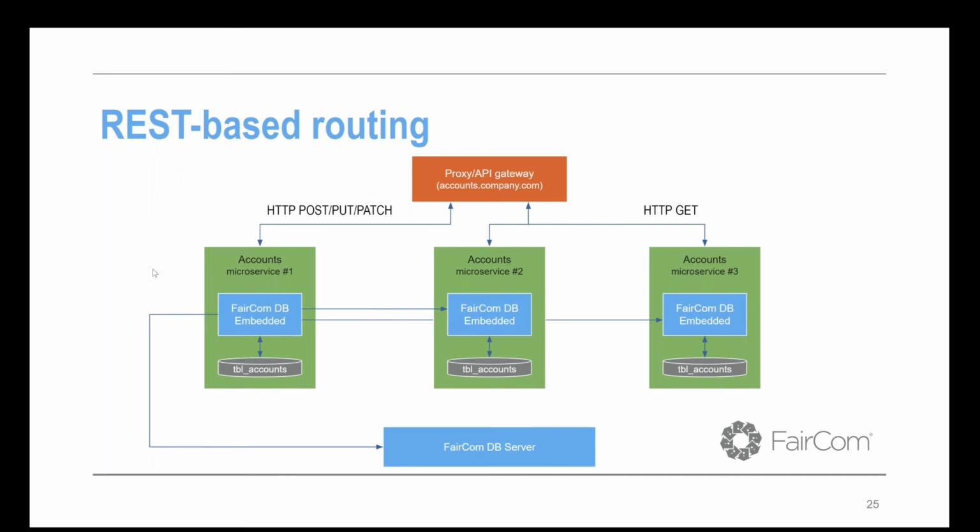So there's a little example of that, right? In this case, I might not do bidirectional replication anymore. I might choose a unidirectional primary replica type of approach, where microservice number one handles all of our HTTP writes. It then replicates changes to microservices 2 and 3, which are handling the HTTP reads. And that could be synchronous if I want to avoid any stale reads, for example. And then I might also choose to replicate it to the FairCom DB server in the background.